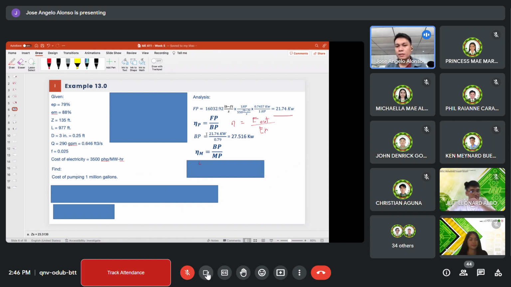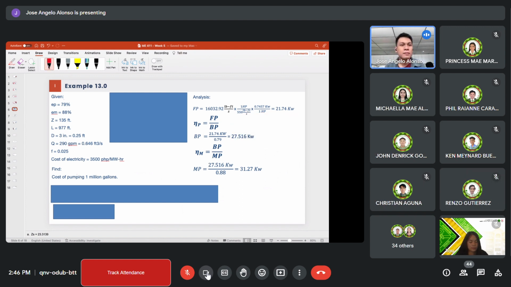Since we know already the brake power, we can determine the motor power using the efficiency of the motor. So the equation is brake power divided by motor power is equivalent to motor efficiency. And to get the motor power, we just divide the brake power by the motor efficiency, which is 88%. So it will give you 31.27 kilowatts.